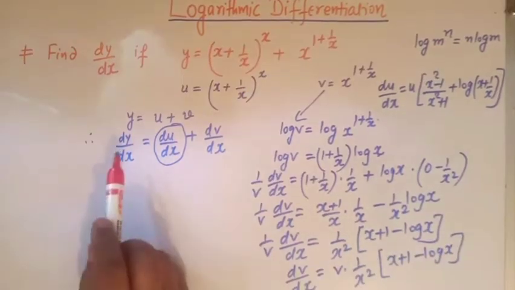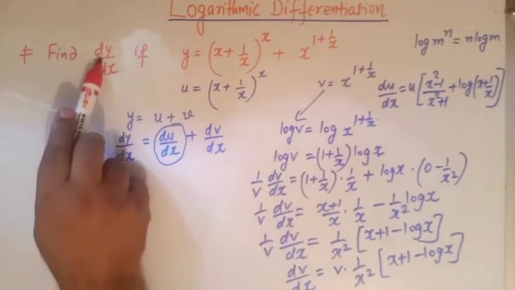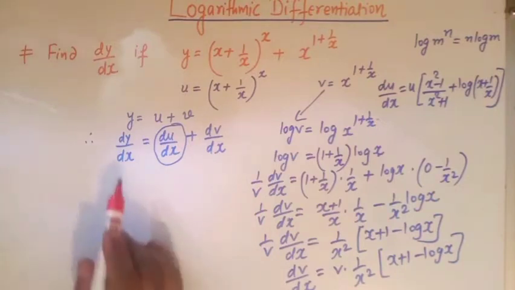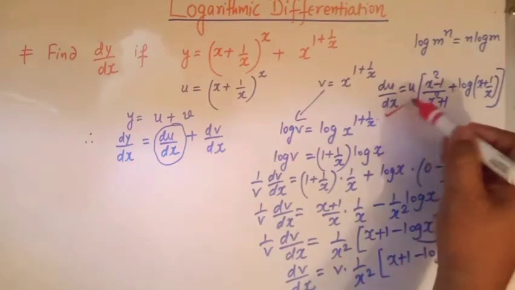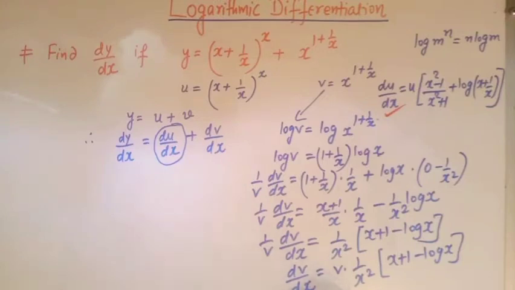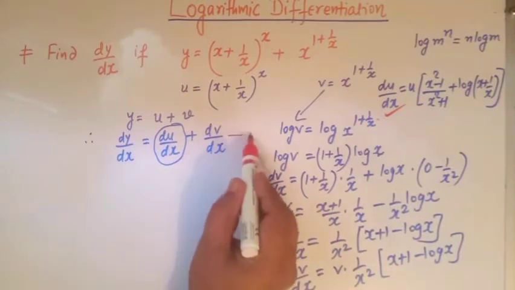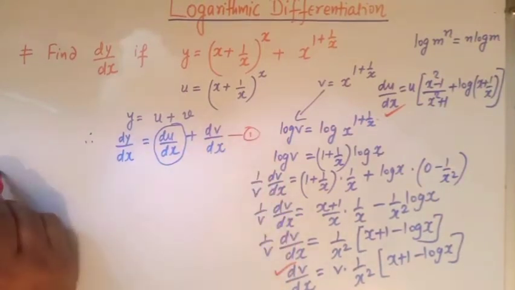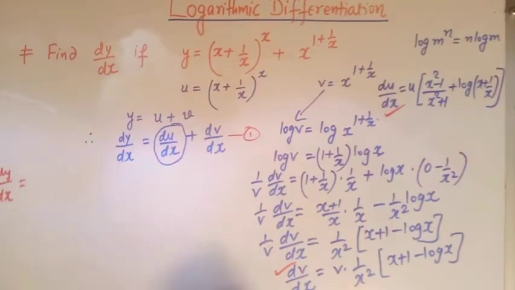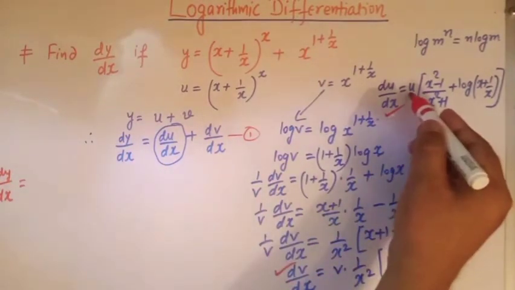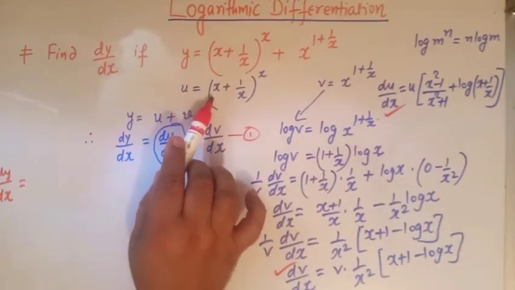So now viewers, we have to find the derivative dy over dx. So we have obtained du over dx and we have obtained dv over dx. Now we'll substitute these values in this equation number 1. So dy over dx is equal to du over dx, which can be written as u. For u we can write this expression.